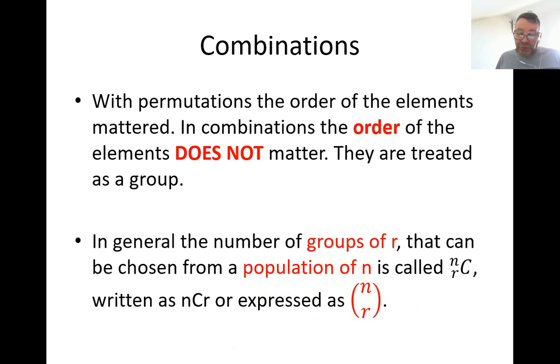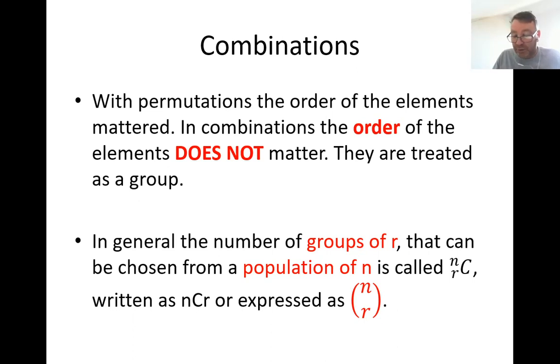In general, the number of groups of r that can be chosen from a population of n is called nCr. Now it's written this way here. You'll see that in your textbooks, nCr. And again, the way to think of it is, out of n objects, I want to choose r. So for example, if you had 10 sweets and your granny told you to take 3, it would be 10, out of the 10, choose 3. And the order in which you choose them doesn't matter, because you'll still have 3 sweets at the end.